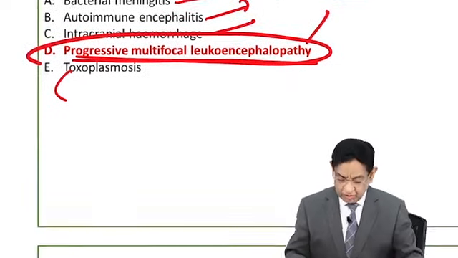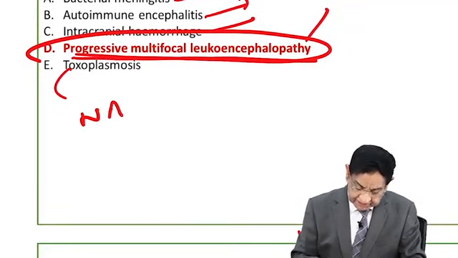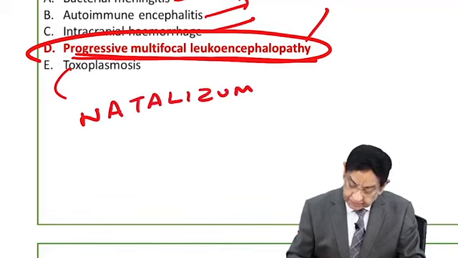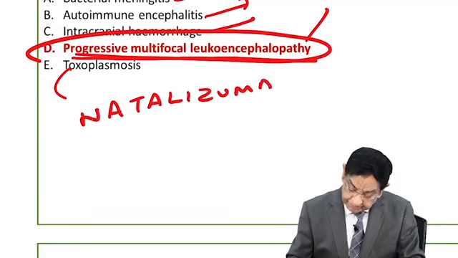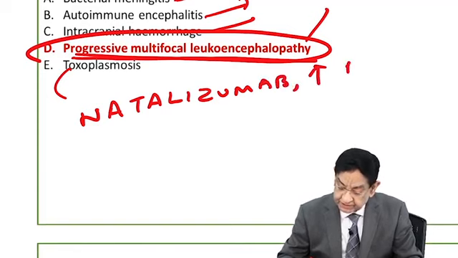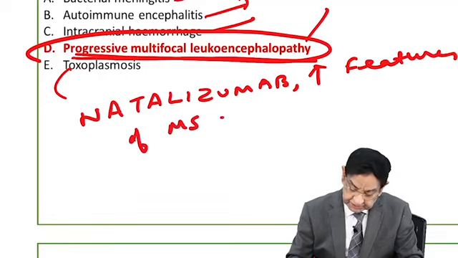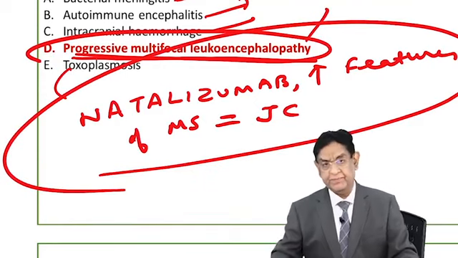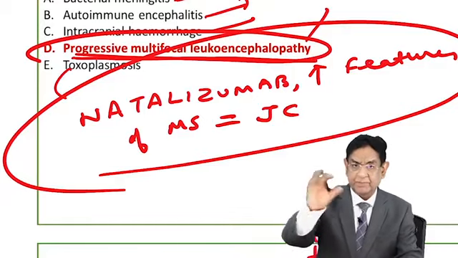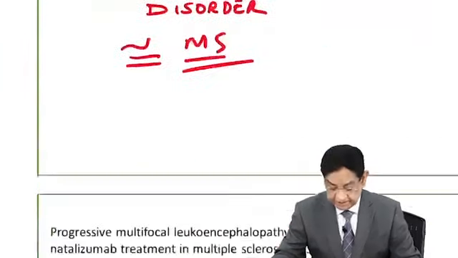So remember the golden line: natalizumab, with increased features of multiple sclerosis, equals JC virus. Golden line to remember. A natalizumab patient who now has an increased problem, like more multiple sclerosis problem, the cause is JC virus activation.